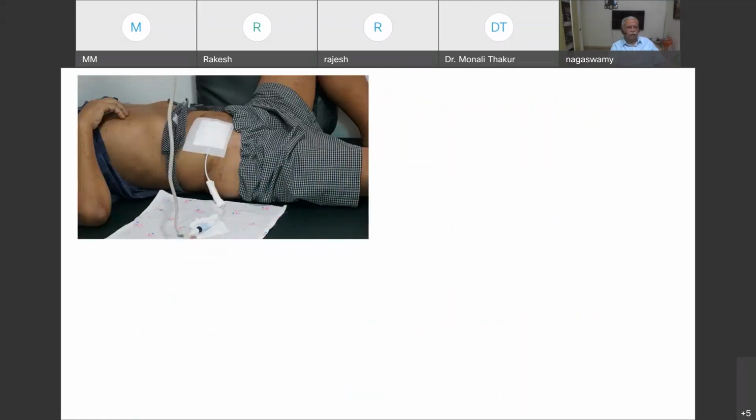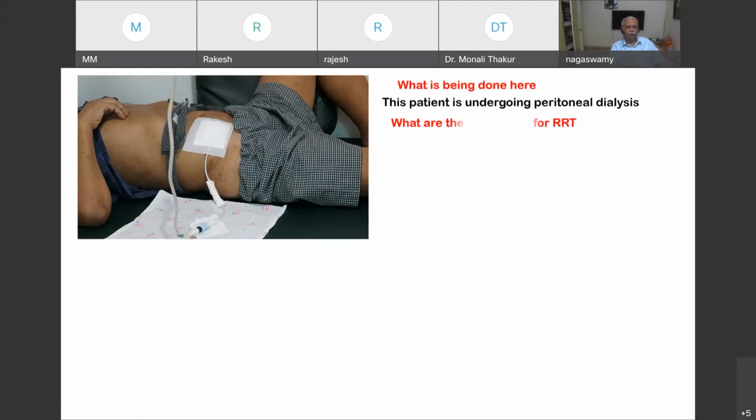What is this patient undergoing? Some fluid is being put into the abdomen. Peritoneal dialysis. So the patient is undergoing peritoneal dialysis. What are the indications of peritoneal dialysis, or the indications for renal replacement therapy per se? Yes. Severe uremia, hyperkalemia, fluid overload, or severe metabolic acidosis.